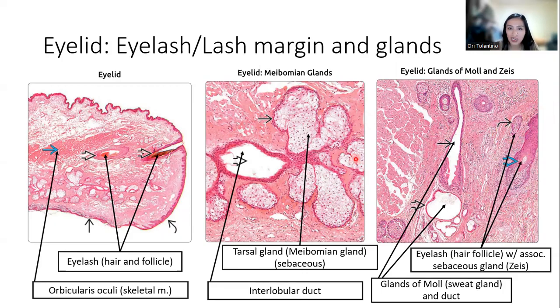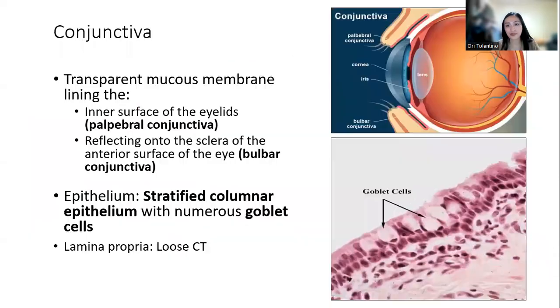So what is the sebaceous gland of the eyelash? It's the gland of Zeiss. And the sweat gland is called the gland of Moll.